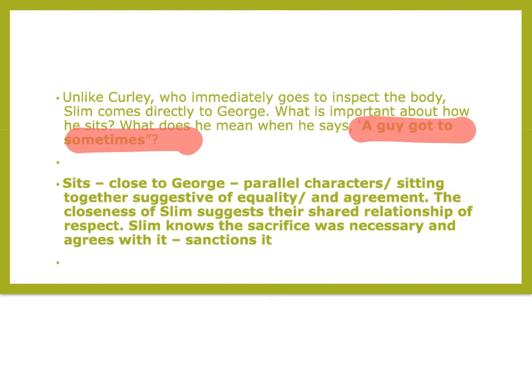And Slim sits close to George, and we have that idea that they end as these parallel characters sitting close together, perhaps suggestive of a relationship or a friendship that can develop beyond here. And for God's sake, that's what we want for George. We want them to have that connection with Slim. We don't want him now to be one of the loneliest guys. So Slim knows that the sacrifice was necessary. He agrees with it, and when he says to him, "A guy got to sometimes," he's sanctioning it. He's saying, "I absolve you from guilt. I know why you did it."